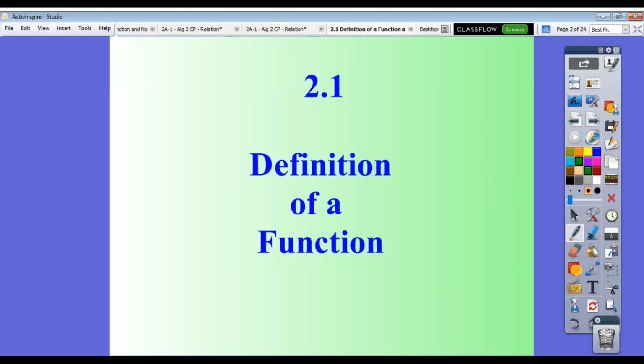All right, how are you guys? Today we're gonna go with section 2.1, definition of a function.